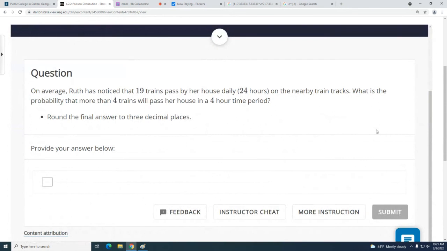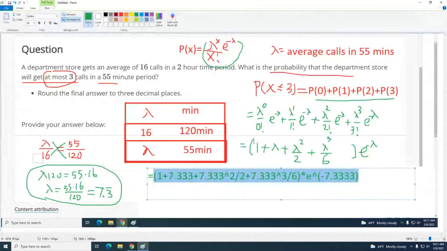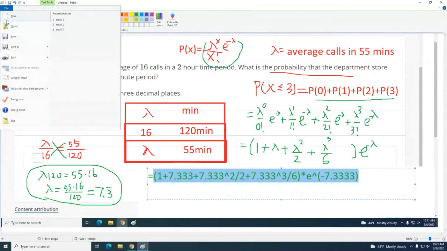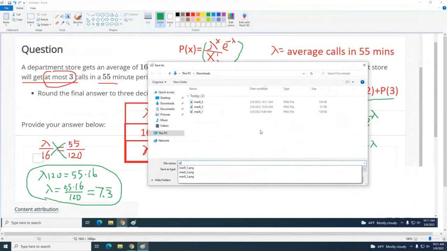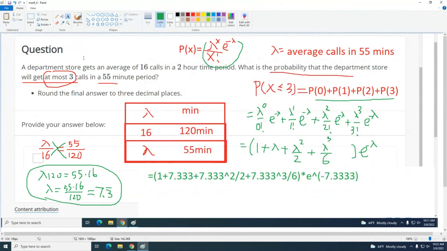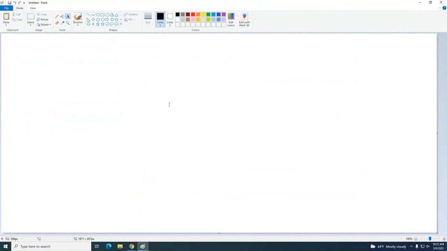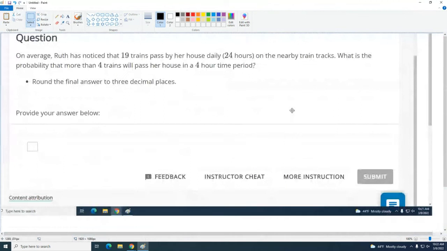Alright, this is a similar scenario. What is the probability that more than 4 trains will pass the house in a 4-hour period? Let's do one more practice question. Hopefully this gives us sufficient practice on how to calculate Poisson probability. Next question.